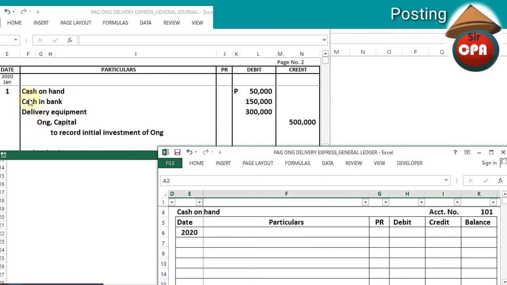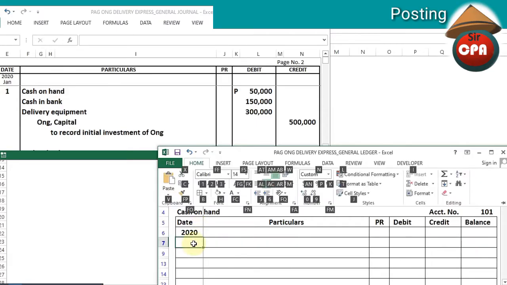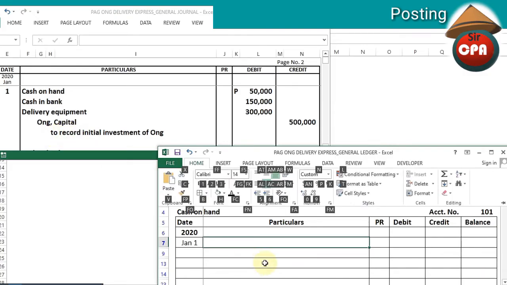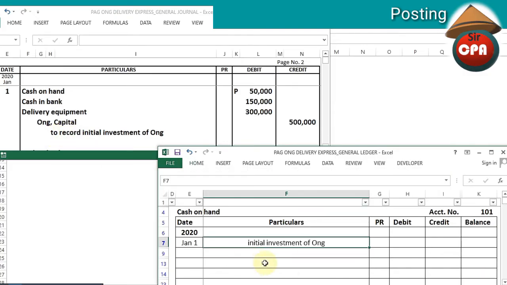So, unahin natin yung cash on hand ledger. So, transfer natin yung date, which is January 1. Then, yung particulars niya, kokopyahin lang natin yung nasa explanation natin sa journal entry. Pero tanggalin natin yung phrase na to record. So, particulars natin, initial investment of Ong. Then yung amount, 50,000 sa journal at nasa debit column yan. So, dapat din nasa debit column yung paglagay natin sa ledger niya.